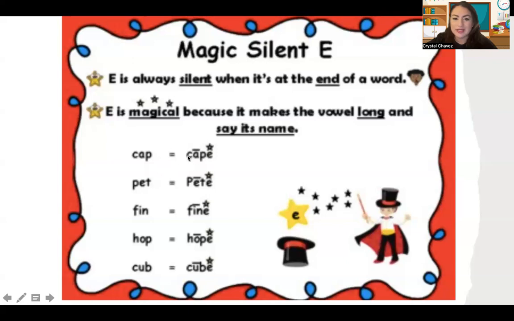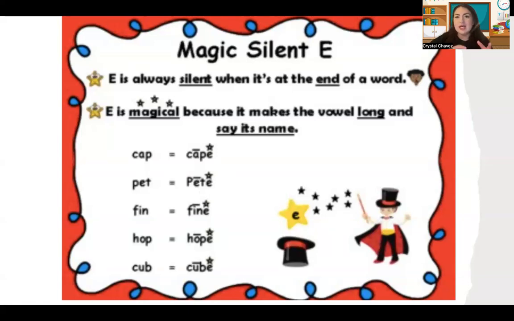Did you get it right? It's cape. Okay, notice how I said ape, right? Before the E, it was cap. And after the E, it's cape. Just like Pete, fine, hope, and cube. Good job, everyone.